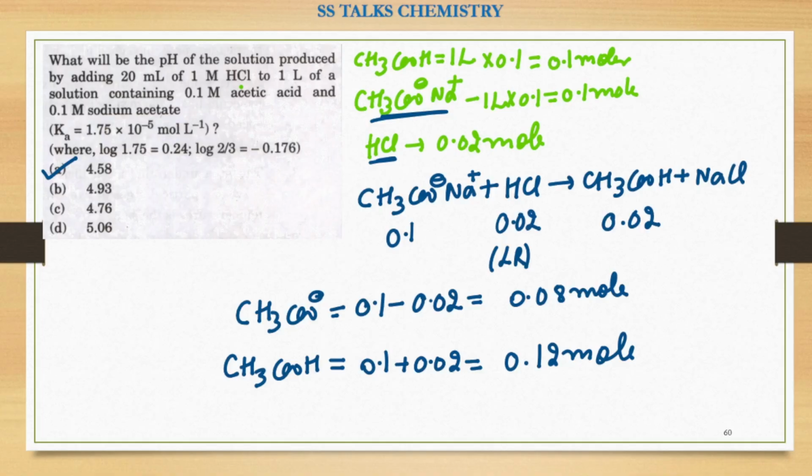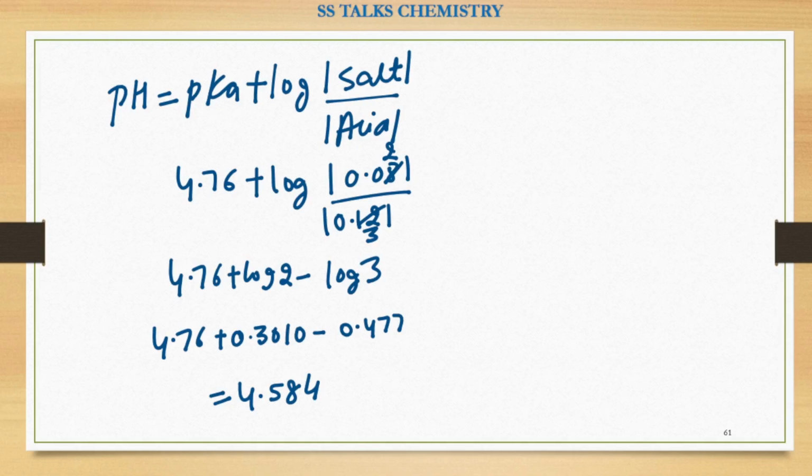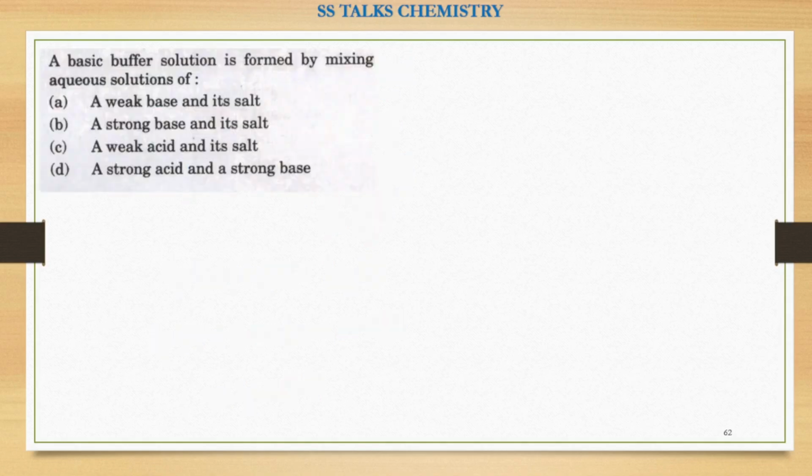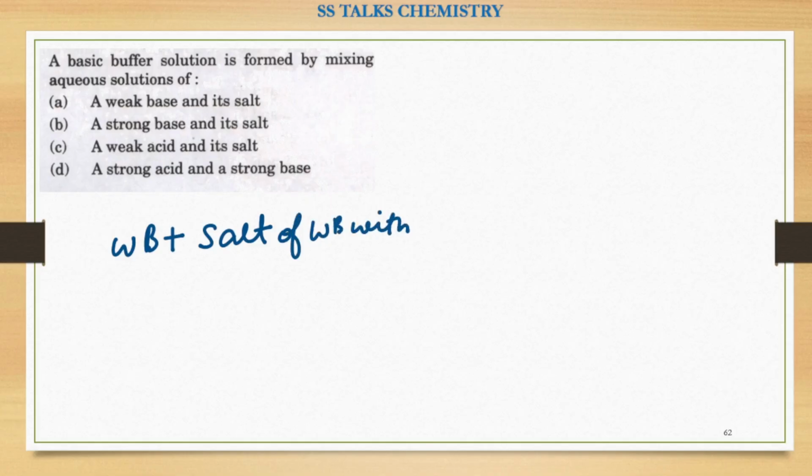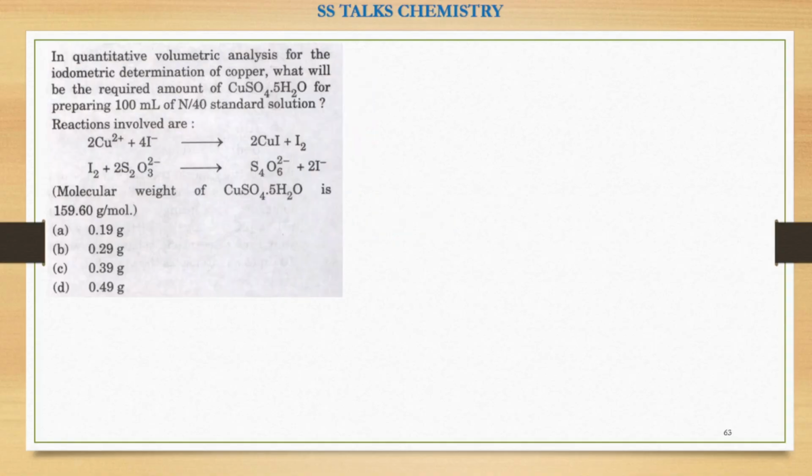Right? Now the next question we have is this one. A basic buffer solution is formed by mixing a weak base plus the salt of the weak base with a strong acid. So this is the basic buffer, that is weak base and its salt, that is in option A that is given to us.